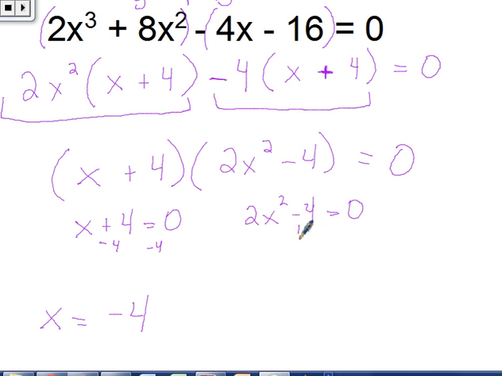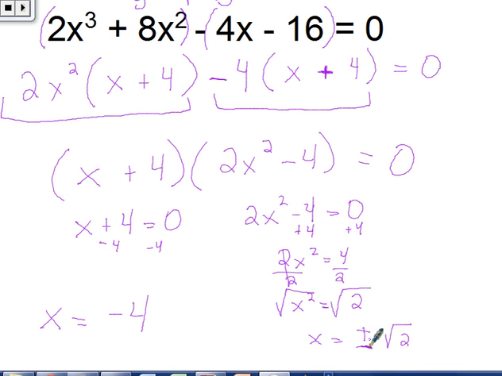And we'll solve this one over here likewise. So we add the 4 to both sides, giving us 2x squared equals 4. We divide both sides by 2, because you only ever want to square root one thing. So x squared equals 2. And whenever we square root something, we get two answers. We get a positive root 2, and we get a negative root 2. So plus and minus square root of 2.